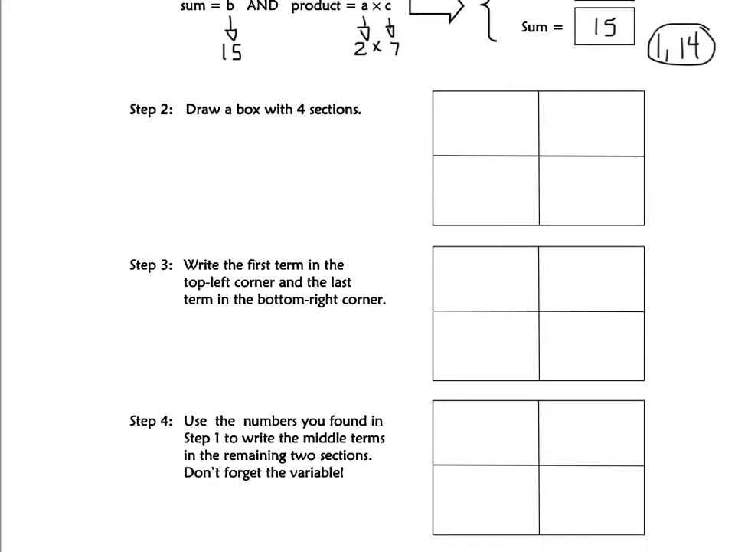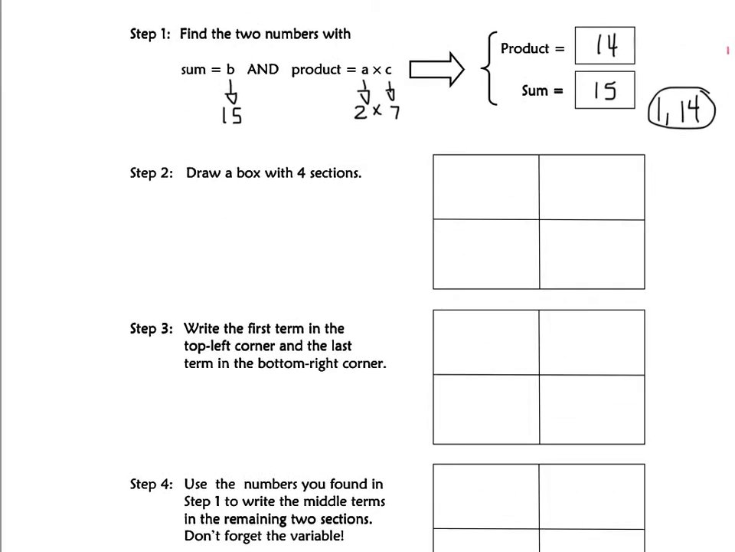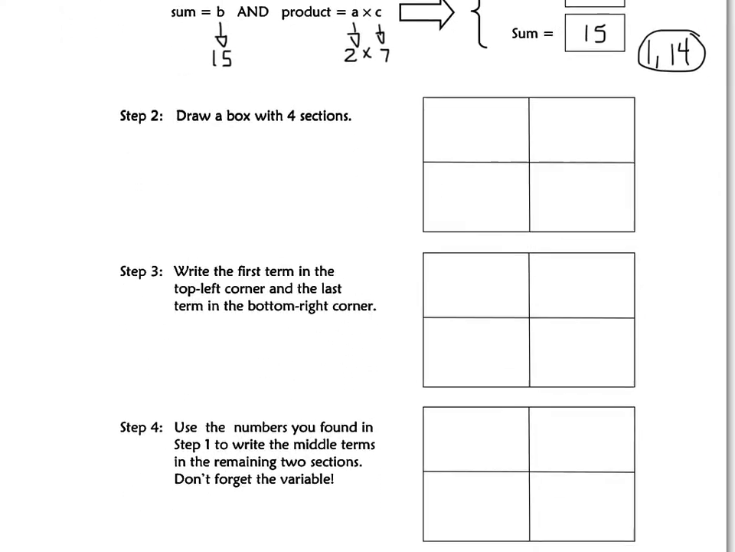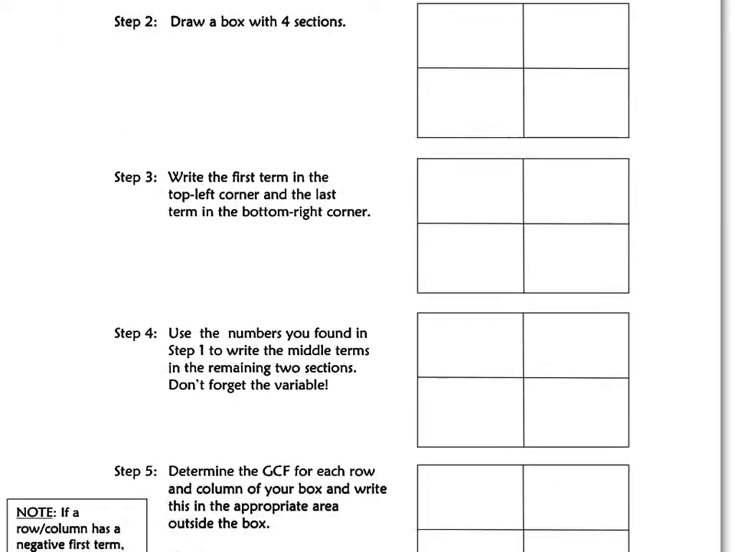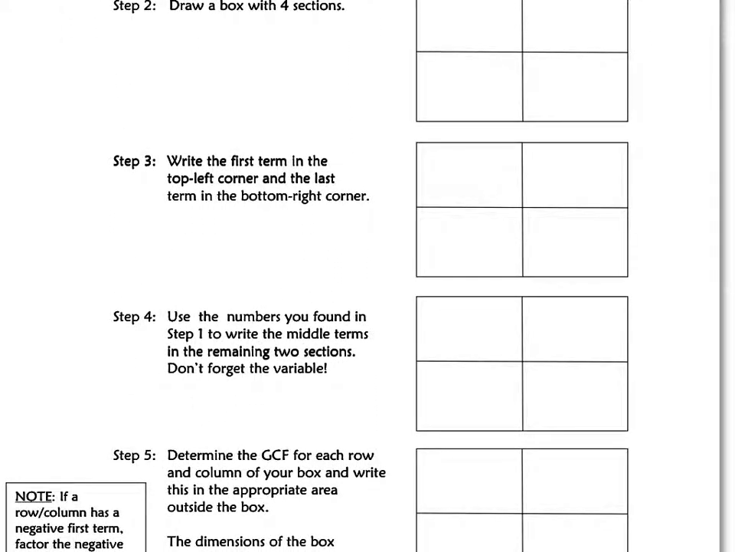And then the next step is to take the terms of your trinomial and put them in the sections of the box. So you've got 2x squared plus 15x plus 7 is the trinomial. What you're going to do is put the 2x squared here, and you're going to put the 7 down here. Then you're going to take the 2 numbers that you just came up with, the 14 and the 1, and put those in the other 2 boxes.